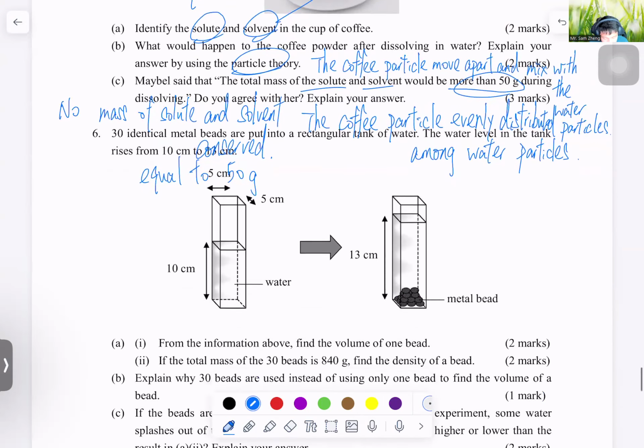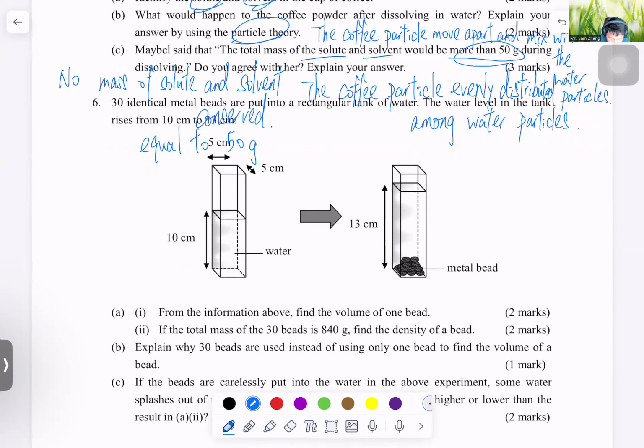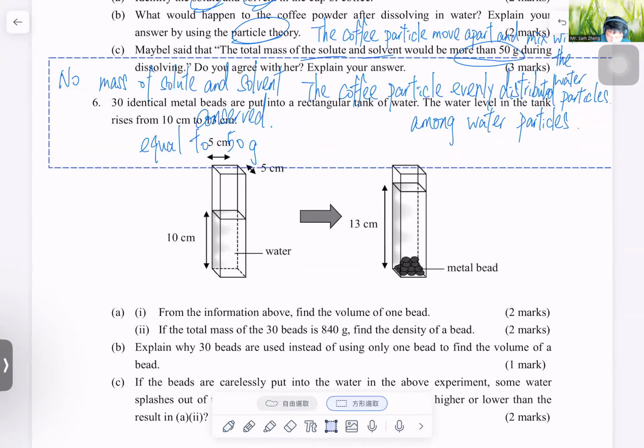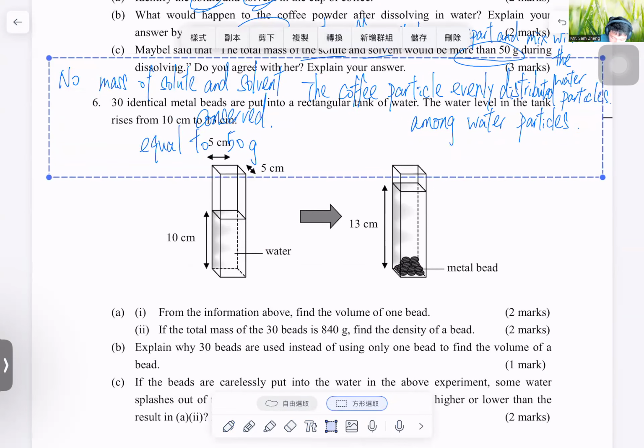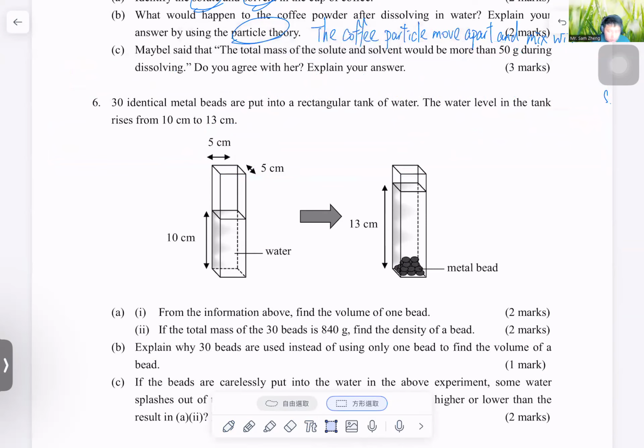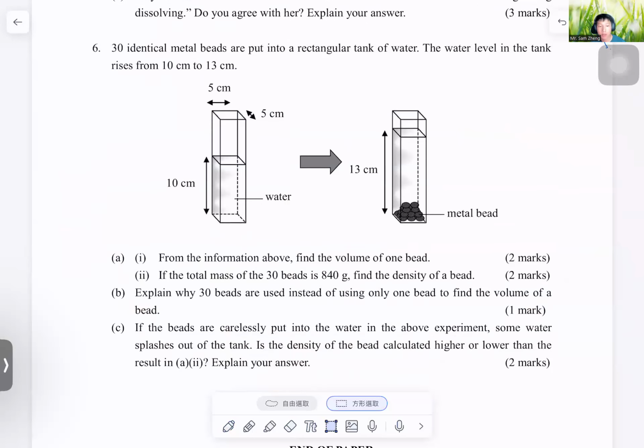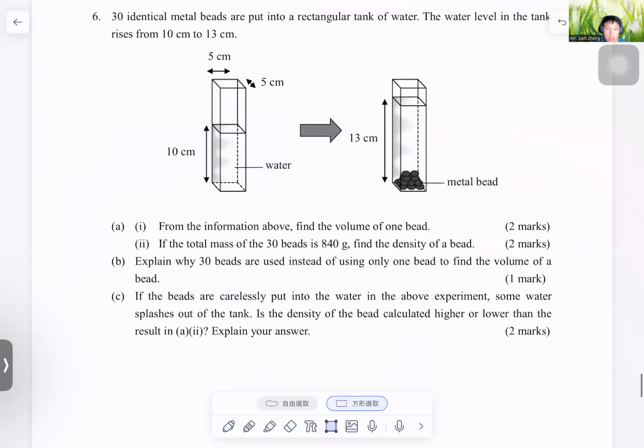Next, for question number 6, we try to add 30 identical metal beads and put them into the rectangular tank of water. Then the water level rises from 10 cm to 13 cm. Based on the above information, we need to find out the volume of each bead. This is some mathematical calculation. How can we find it out?